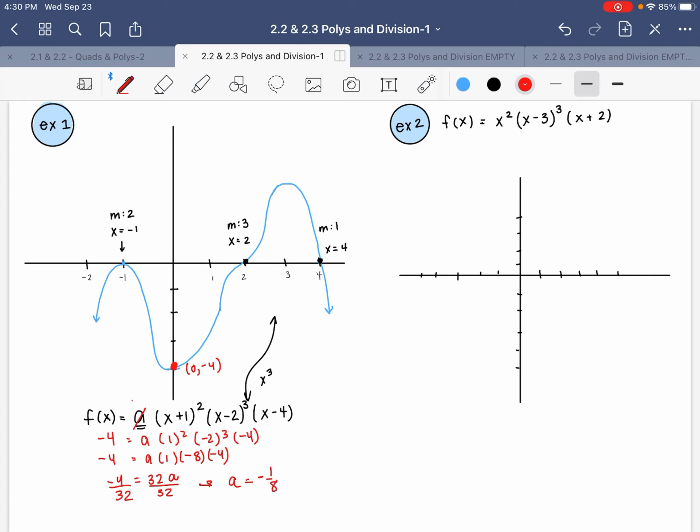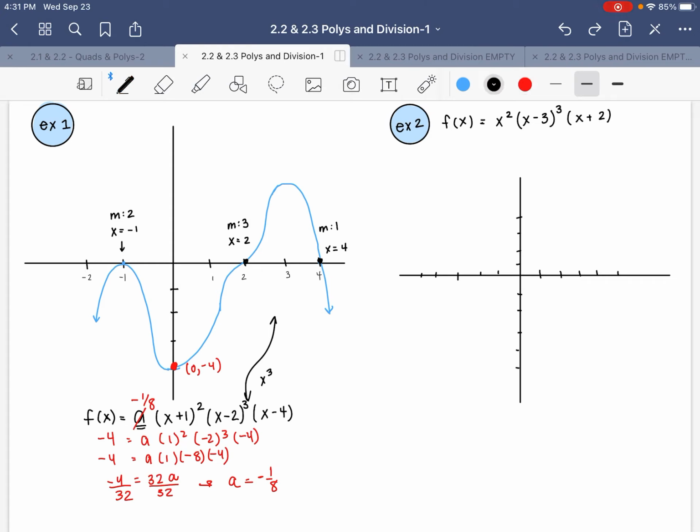So I can go ahead and replace that a with -1/8. It makes sense to me that this is a negative coefficient because my end behavior is that they are both facing down, right? They're going down in the same direction. Okay, now my second example. So my second example is giving you the function, and then you need to graph it.